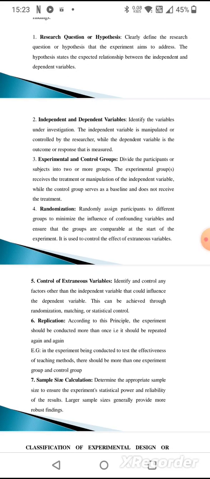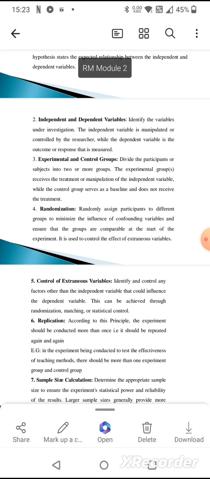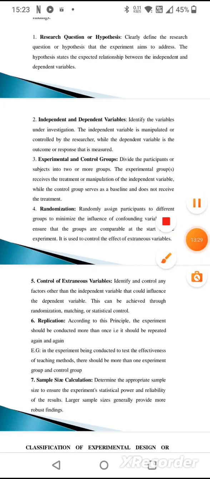Next is randomization. Randomly assign participants to different groups to minimize the influence of confounding variables, because we have learned the meaning of confounding variables in the beginning, right? These words, confounding variables, will be there in the presentations, and ensure that the groups are comparable at the start of the experiment. It is used to control the effect of extraneous variables.